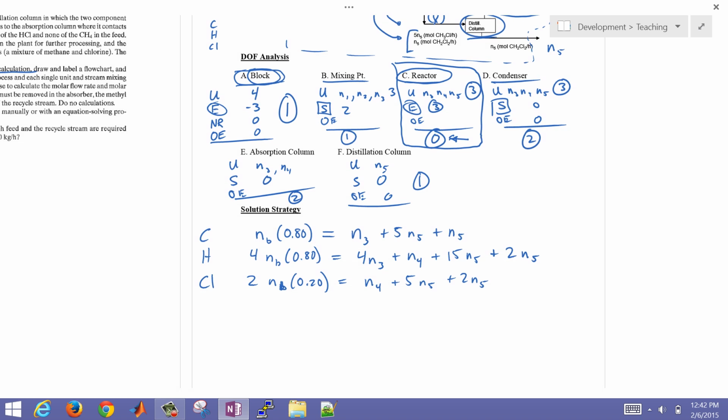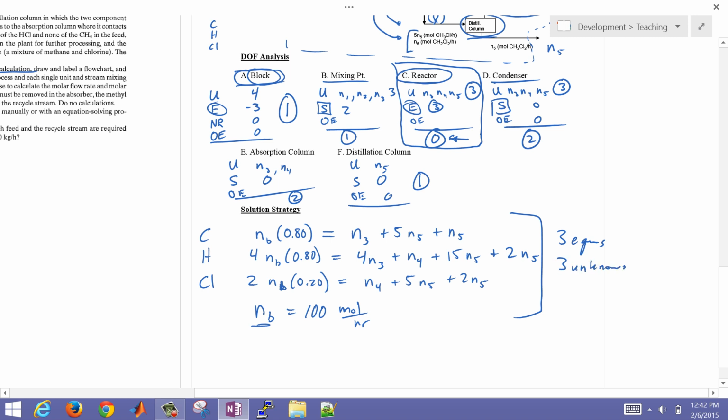So here we have, if we say that our basis was 100, let's just say that's going to be 100 moles per hour. Then here we have 3 equations, or 4 if you included this, and 3 unknowns. Okay, so we just have N3, N4, and N5, and we had these 3 equations, 3 unknowns. Okay, so we can solve this now, and let's go back to our problem description.